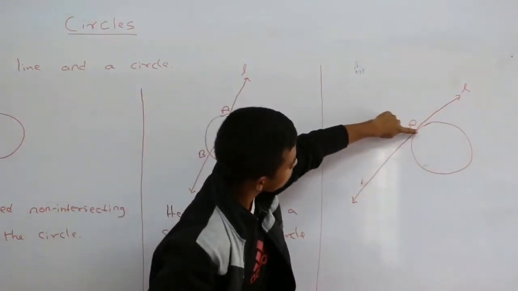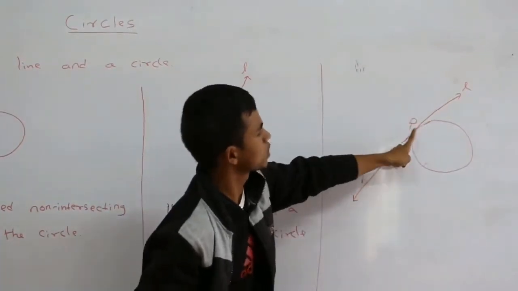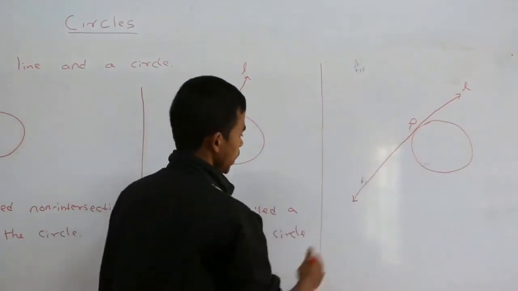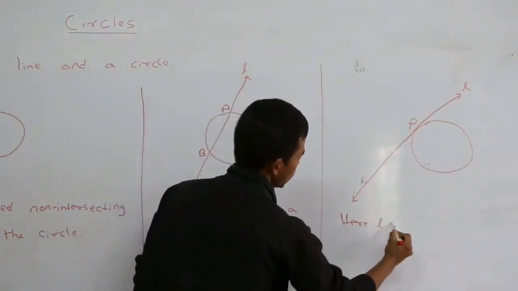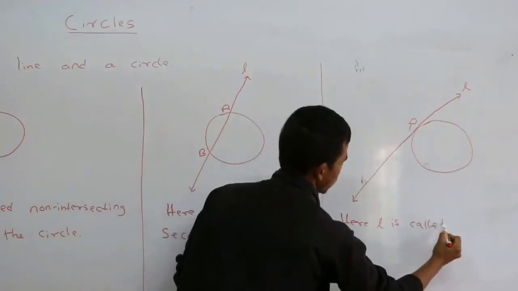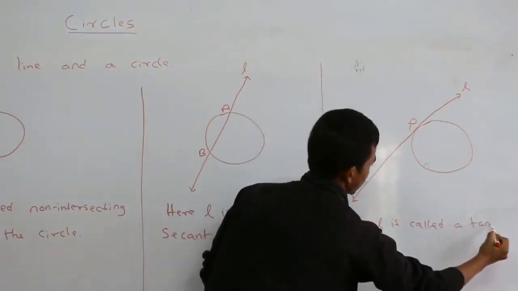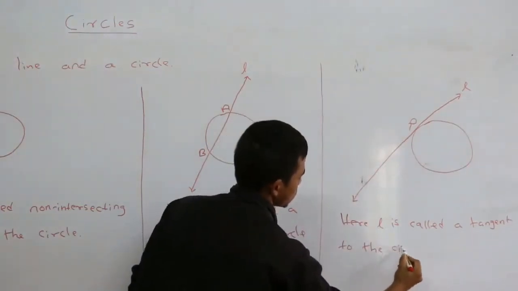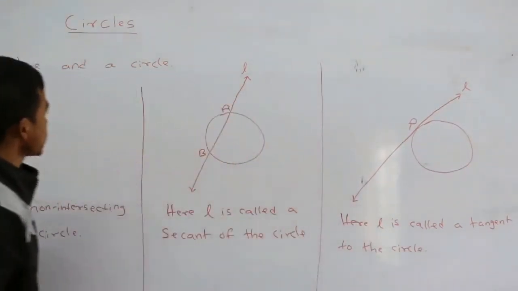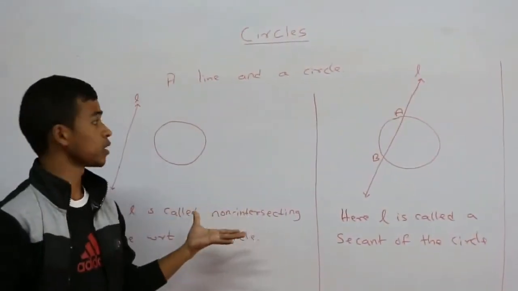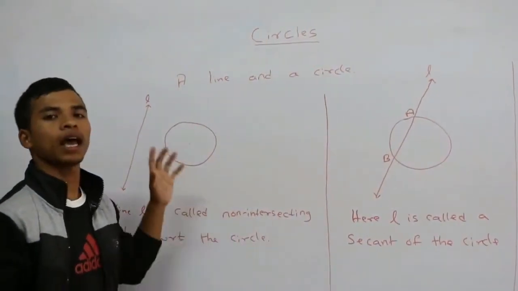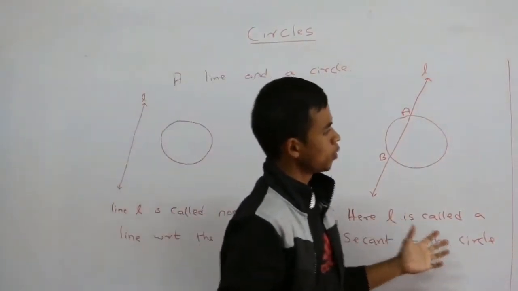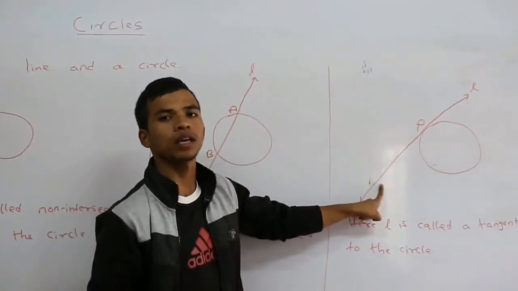And this point, where this line L touches the circle, is called the point of contact. So here, L is called a tangent to the circle. So these are the only possibilities that we can get when we consider a line and a circle. But here we will discuss more about this line, which is called a tangent.